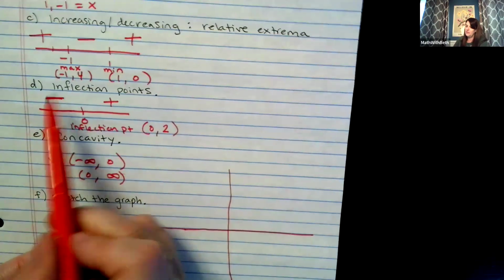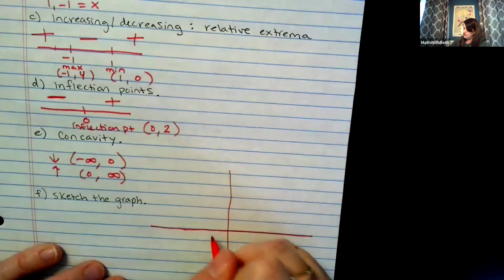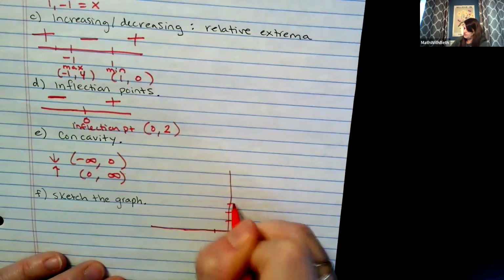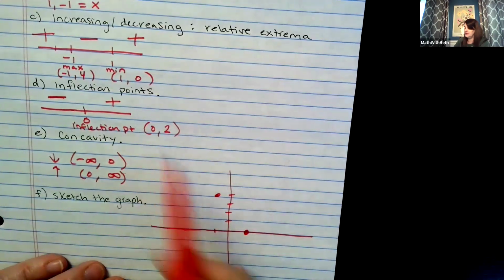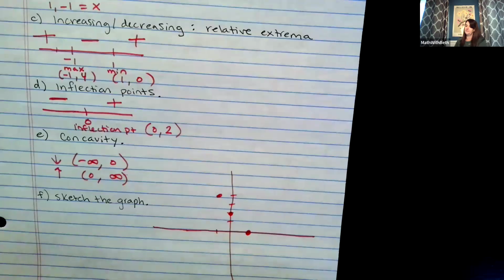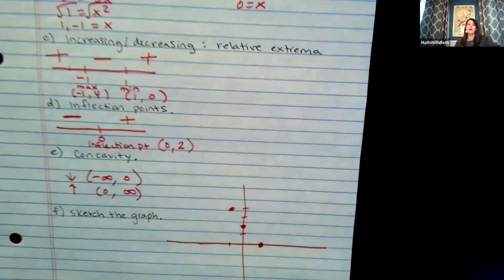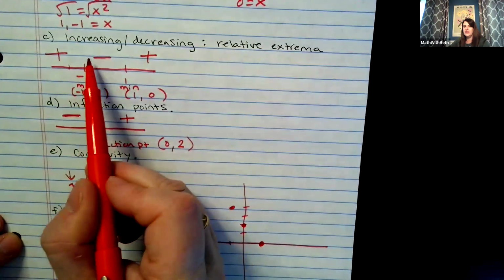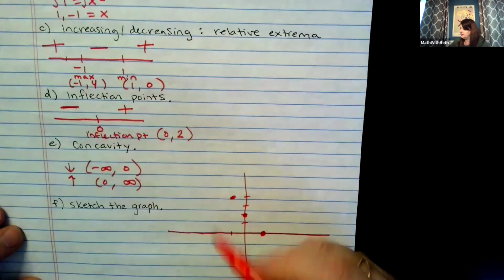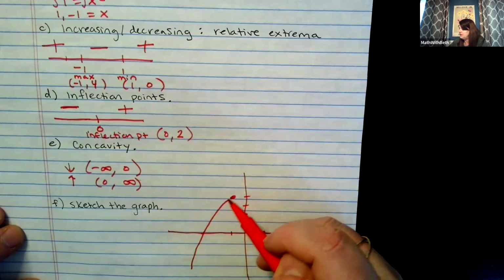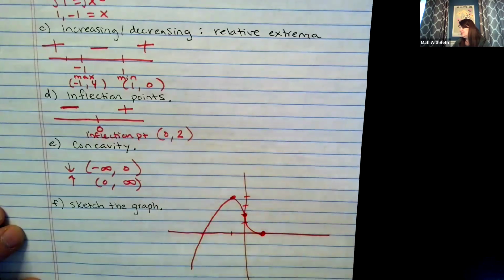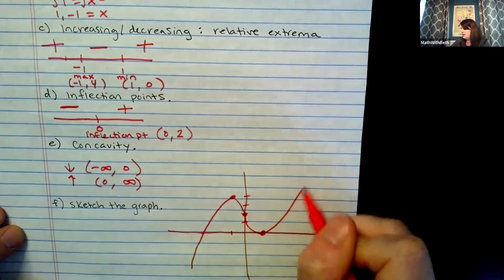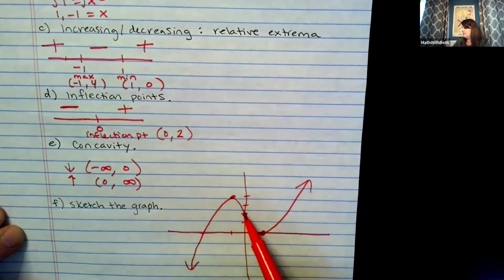So first, some important points are these: the -1, 4, and 1, 0. But we also have an inflection point at 0, 2. And we know we are increasing until -1, then decreasing till 1, then increasing again. So this is similar to the one we just did where we're increasing, decreasing, still decreasing, but changing the concavity, and then increasing. So do you see how it's concave down until here, and then it switches to concave up?